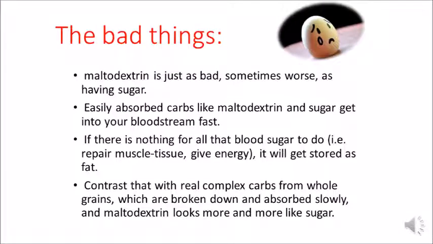The bad things. Maltodextrin is just as bad, sometimes worse, as having sugar. Carbs like maltodextrin and sugar get absorbed easily and enter your bloodstream fast. If there's nothing for all that blood sugar to do, like repairing your muscle tissue and giving energy, it will get stored as fat. Contrast that with real complex carbs from whole grains, which are broken down and absorbed slowly, and maltodextrin looks more and more like sugar.